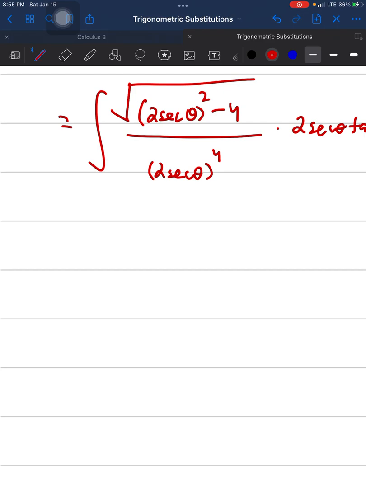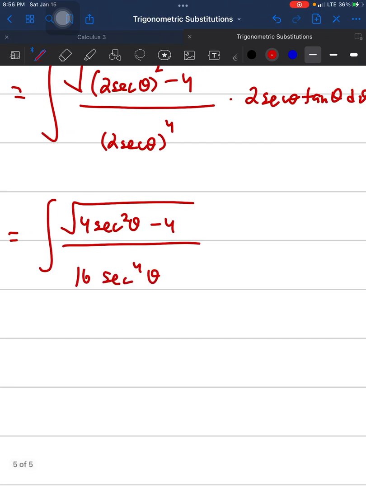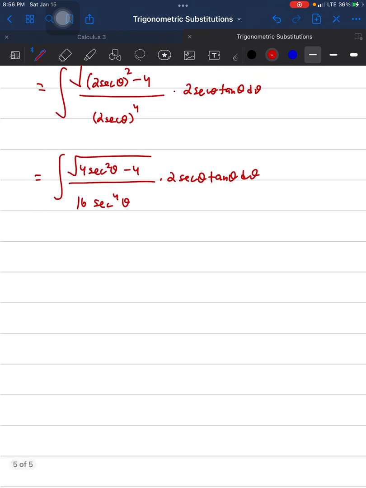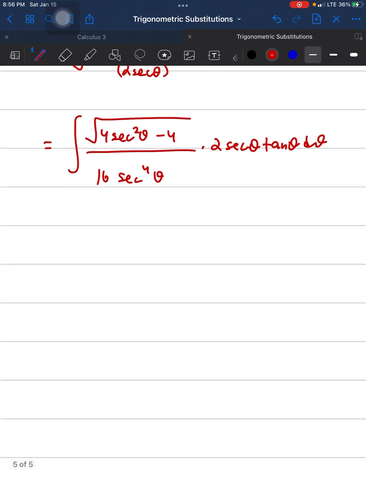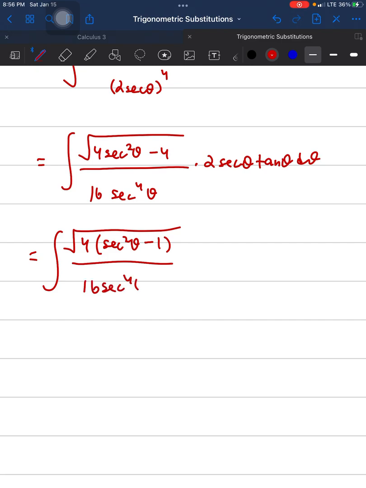Now you could simplify by squaring everything, and then taking the 4th power of the denominator. We get 2 to the 4th power is 16. Then secant 4 theta times 2 secant theta. Now what we can do is we need to actually do the Pythagorean identity. So first what we're going to do is take out a 4 underneath the radical. We're going to factor out a 4. And we're left with this.